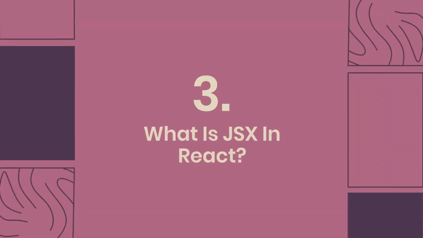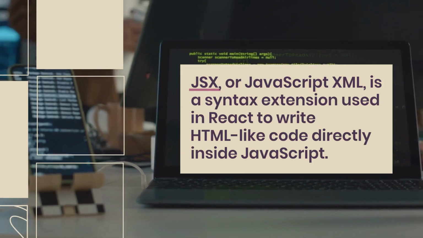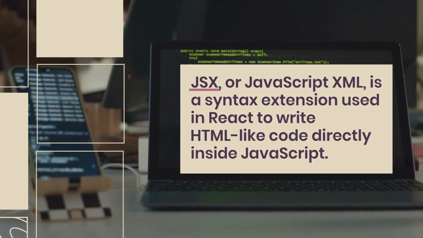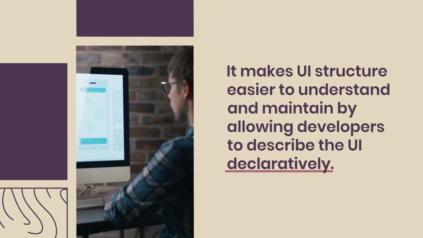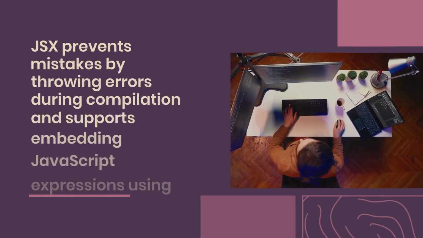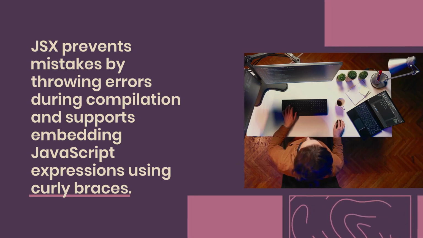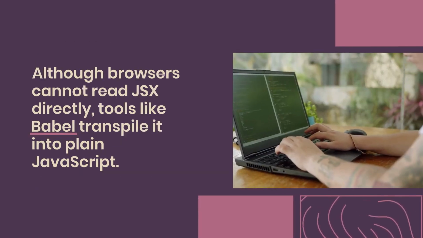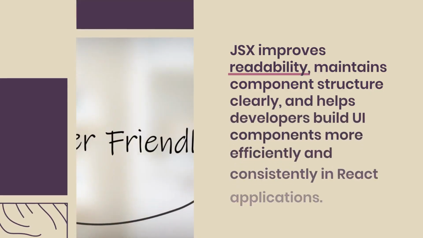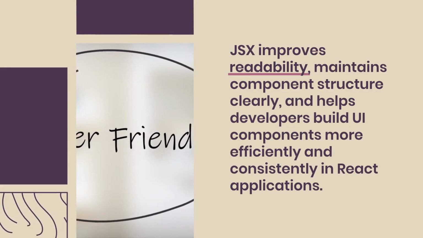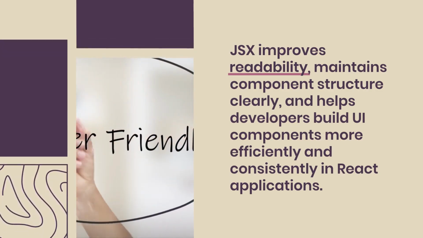3. What is JSX in React? JSX, or JavaScript XML, is a syntax extension used in React to write HTML-like code directly inside JavaScript. It makes UI structure easier to understand and maintain by allowing developers to describe the UI declaratively. JSX prevents mistakes by throwing errors during compilation and supports embedding JavaScript expressions using curly braces. Although browsers cannot read JSX directly, tools like Babel transpile it into plain JavaScript. JSX improves readability, maintains component structure clearly, and helps developers build UI components more efficiently and consistently in React applications.